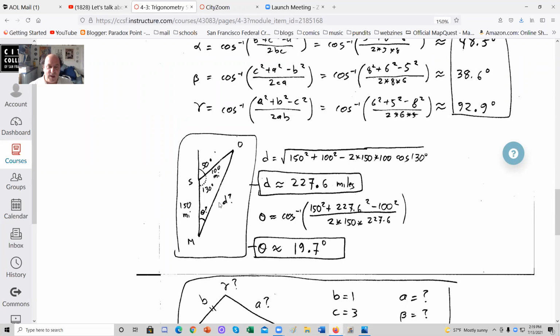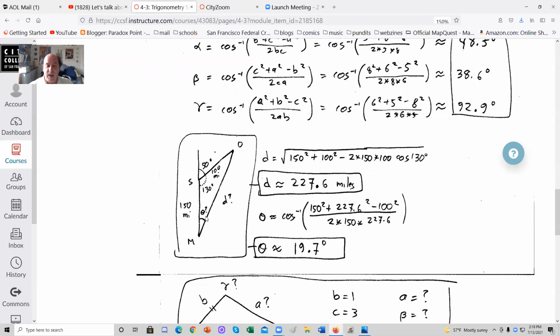All right, so now this D, well, okay, if this is 50 degrees, then this is 130 degrees. And now we have a side angle side problem. 150 miles here, 130 degrees here, 100 miles here. So this D is 150 squared plus 100 squared minus twice 150 times 100 cosine of 130, like that. And that'll get you approximately 227.6 miles.